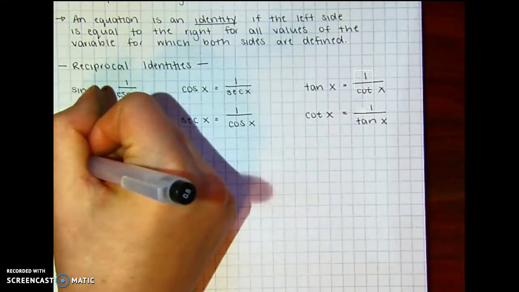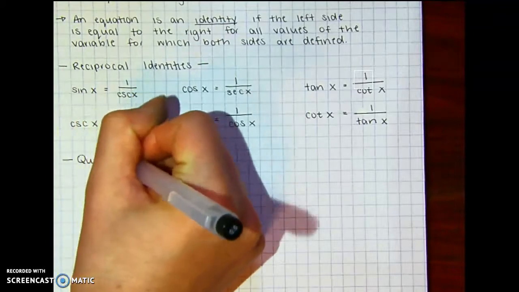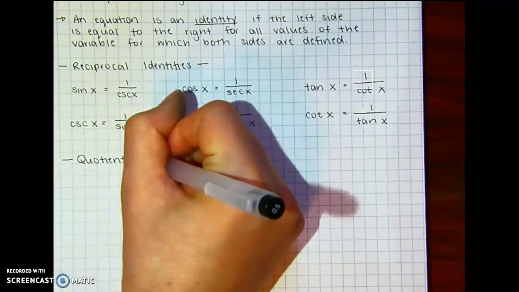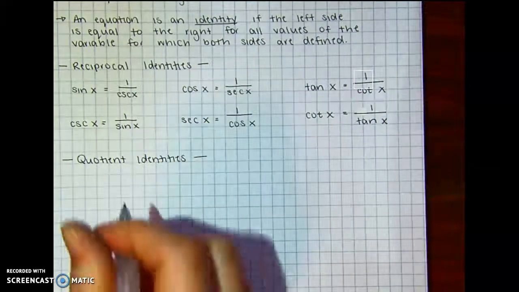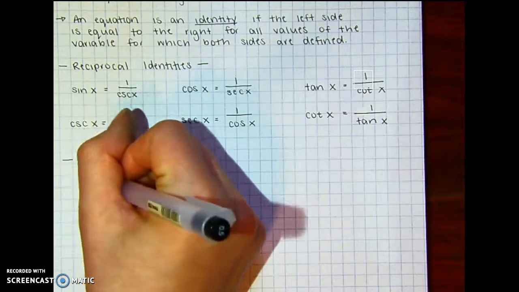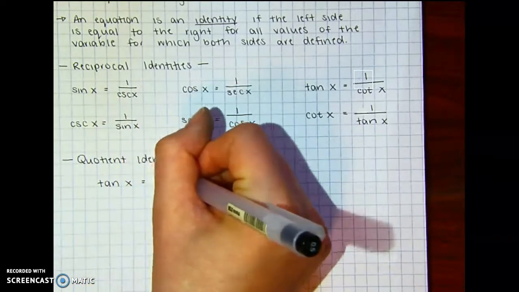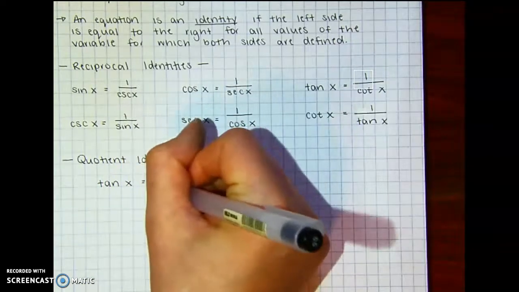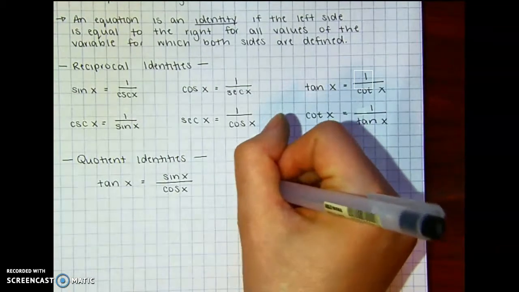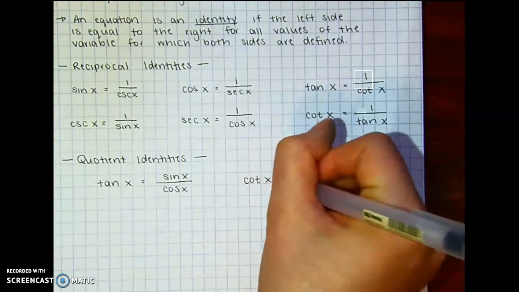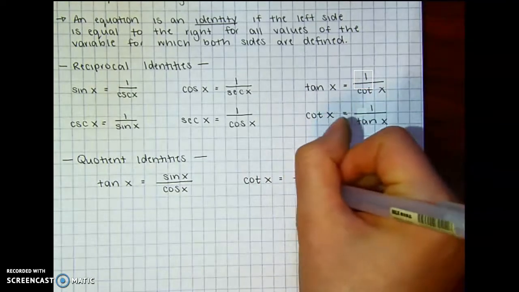Alright, then we have our quotient identities. And again, you should already know these 2. One of them is that tangent of x is equivalent to the ratio sine of x over cosine of x. And then the other is that cotangent of x is equal to cosine of x divided by sine of x.